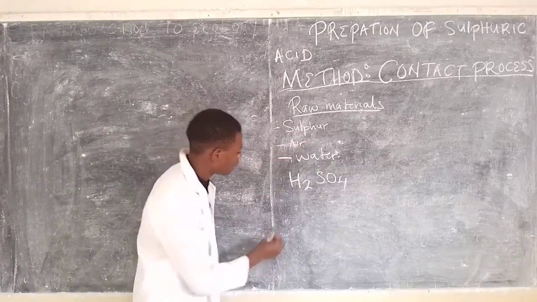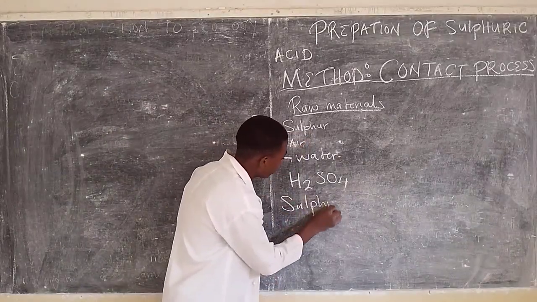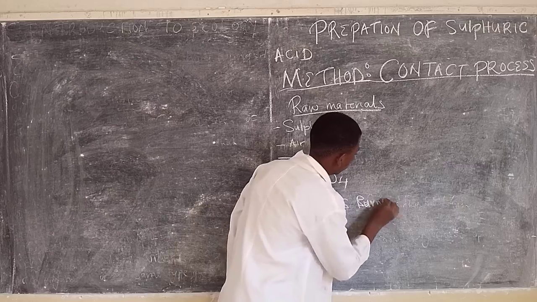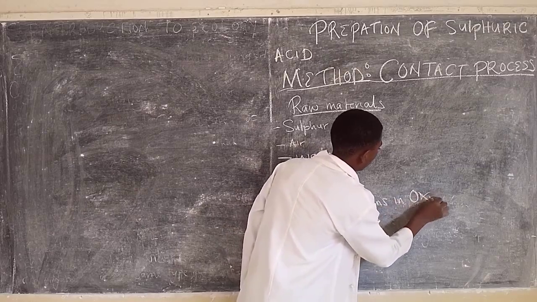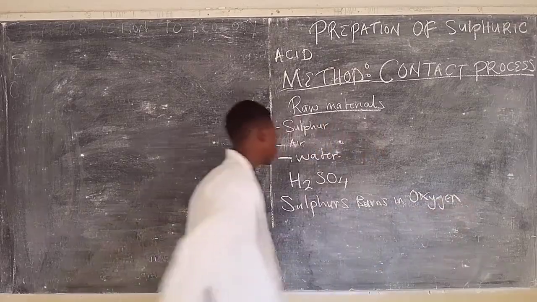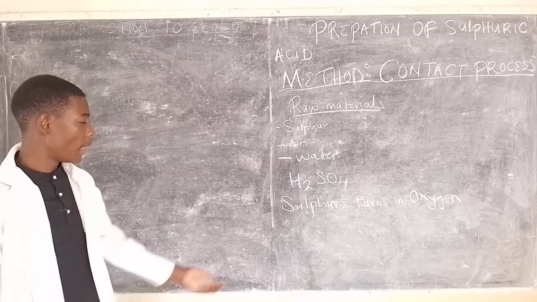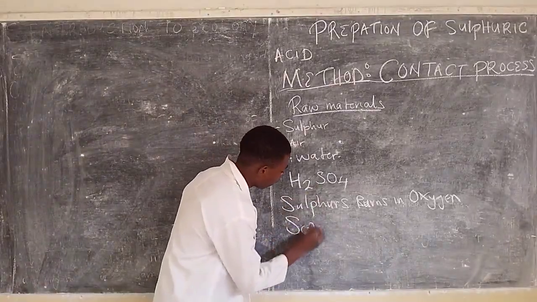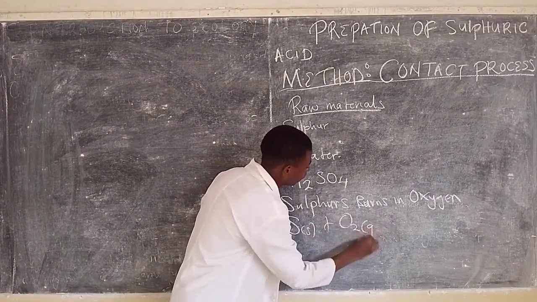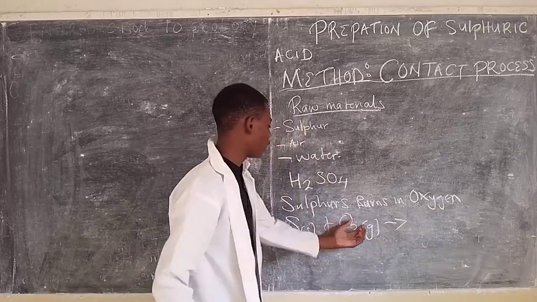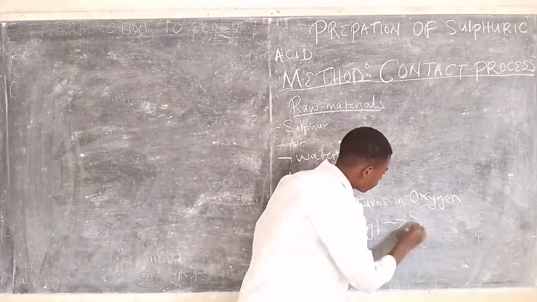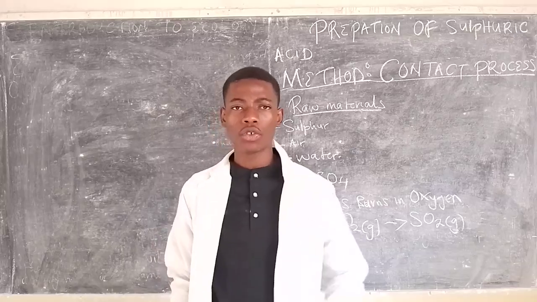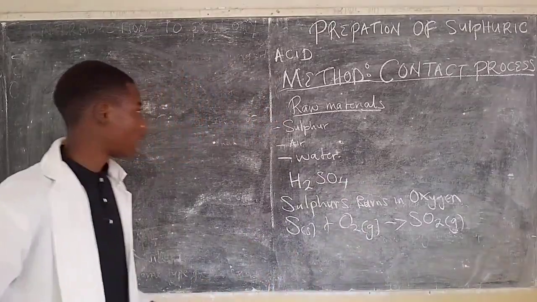The first procedure is that sulfur burns in oxygen. The reaction is sulfur plus oxygen in gas state; when these two react, they produce the substance we know as sulfur dioxide. So that is the first part of the contact process.